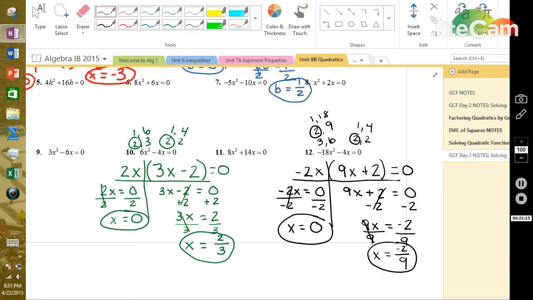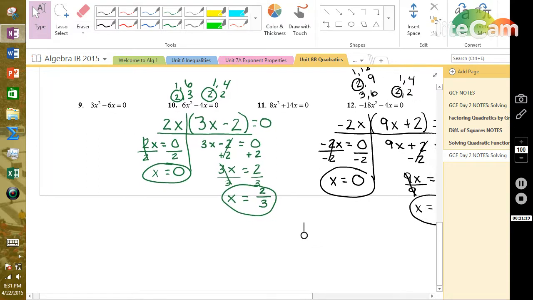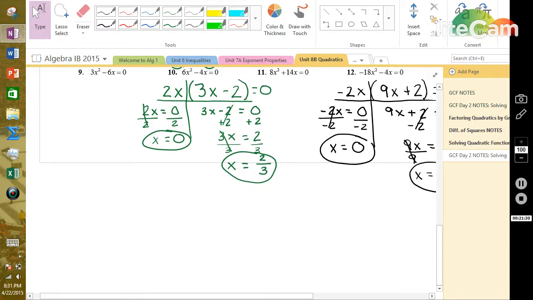Now you're going to get your homework next, and I just want to let you know that the homework, if you read the directions, it says you're going to factor out a greatest common factor and set each factor equal to 0. Don't get confused, it is the same as your notes. The setup is just a little different.